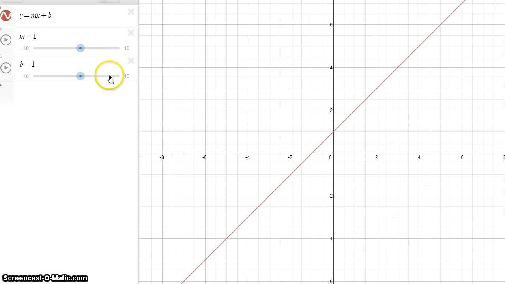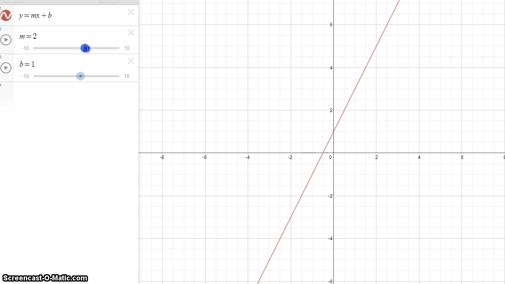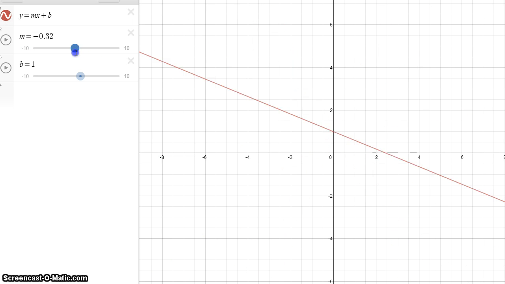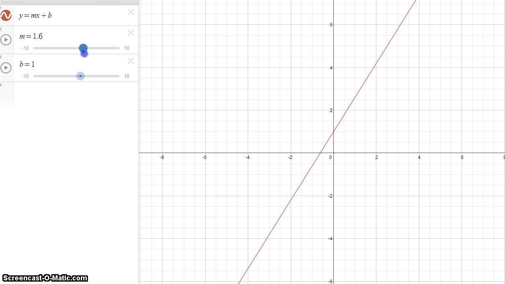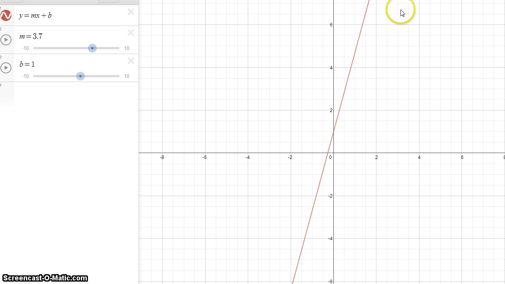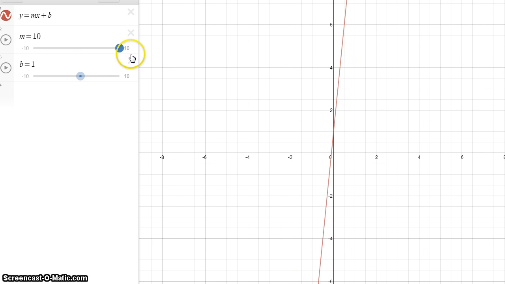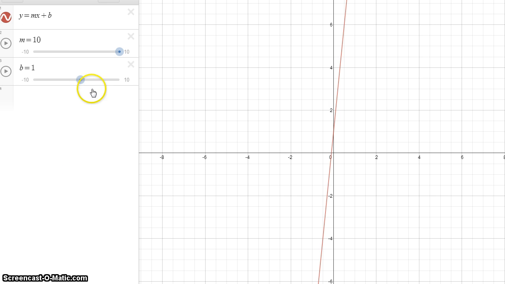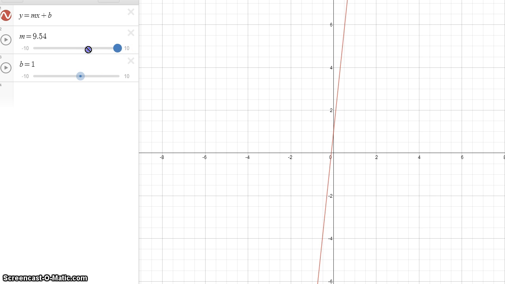But here we have y equals mx plus b, and you can play around with the slope. This is the slope you're adjusting, so that's negative slope. Now we're going to positive slope, positive slope. You can see this is a positive slope of 3.7. You can see it's quite steep. And as we get even further, we'll get pretty vertical. Oop, I don't know what I did there. Okay, let's set this back to something a little less steep.